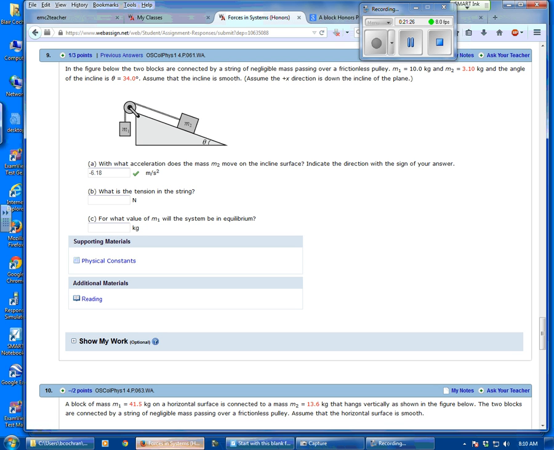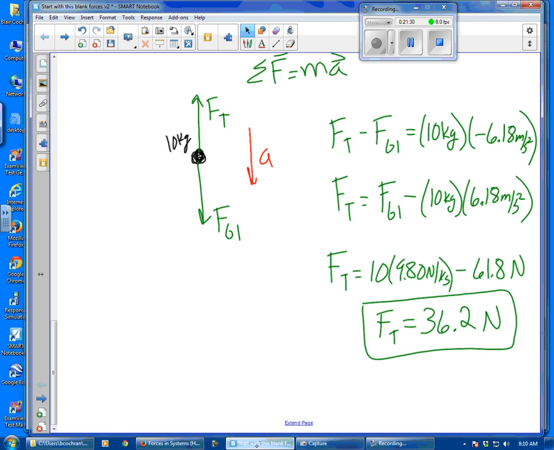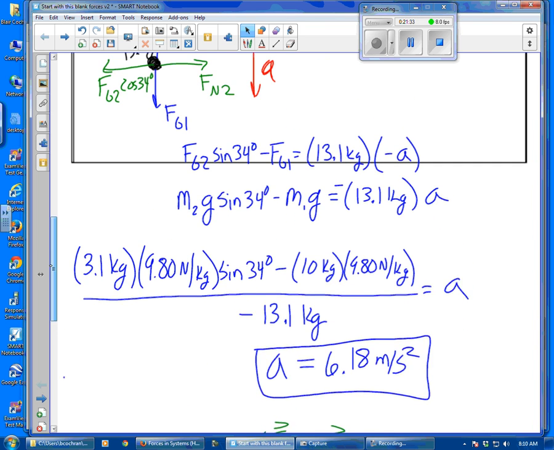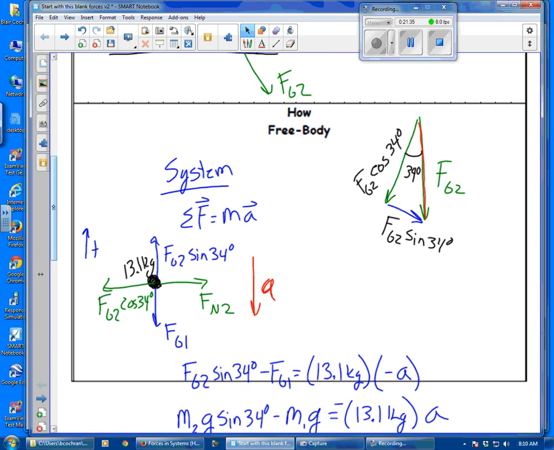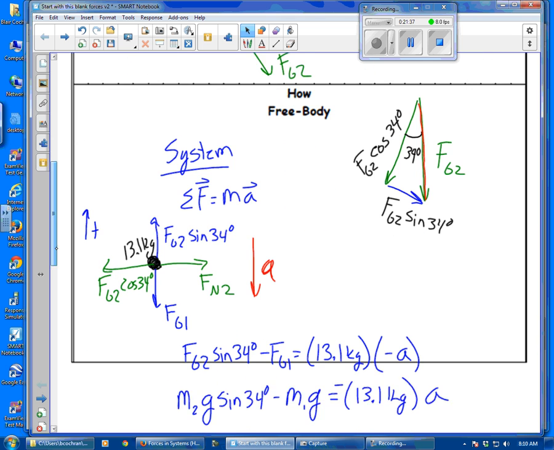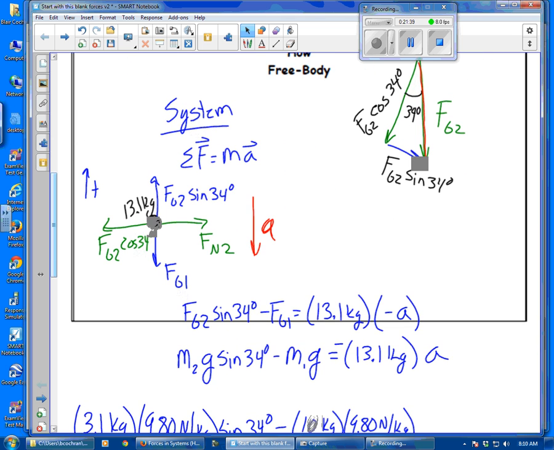What value of M1 will the system be in equilibrium? And so we had said that equilibrium meant that the acceleration was 0. So if we go back to our system here and look at it, if we change that acceleration to 0, then that would be the situation when it's in equilibrium. All right?